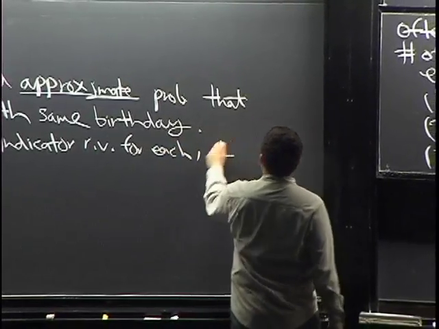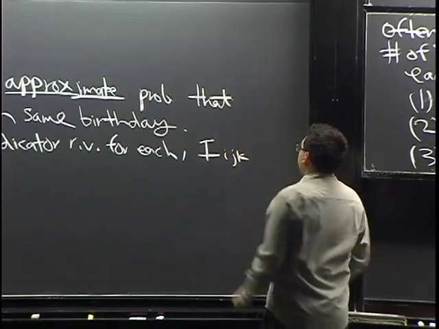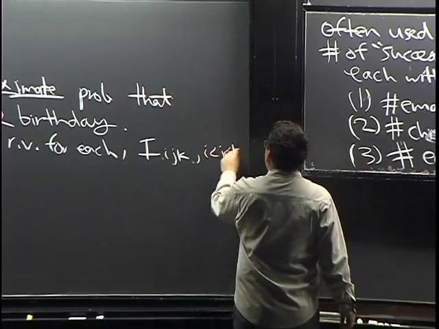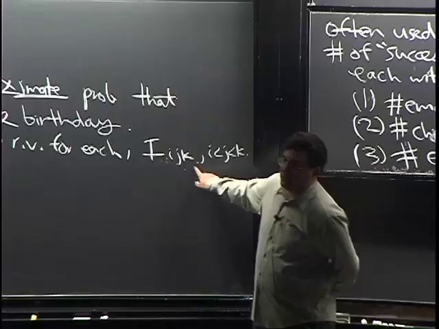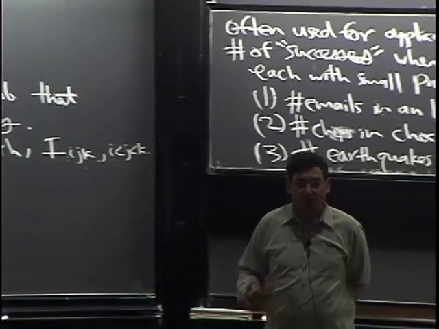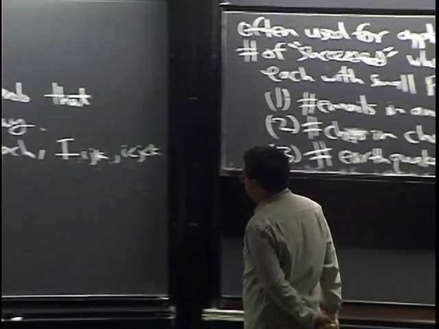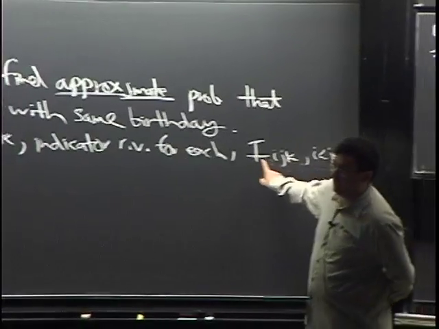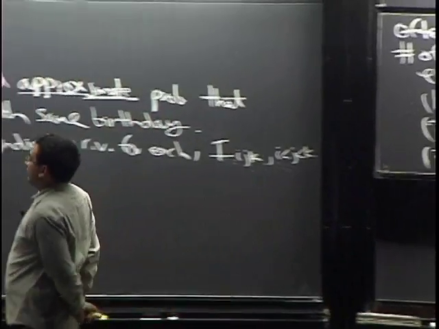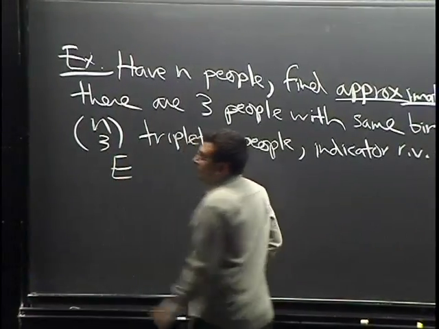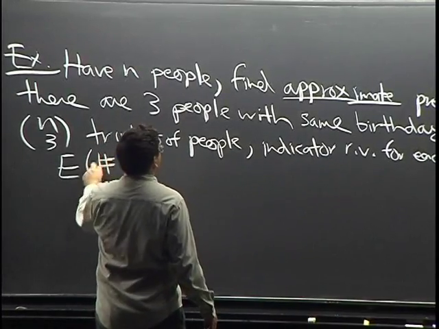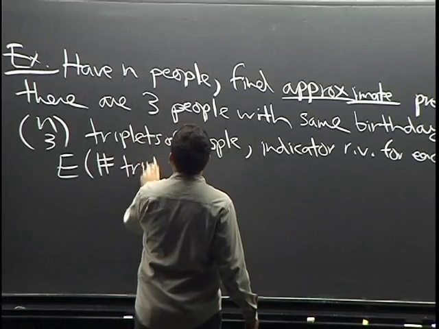Let's call that I sub ijk, where if you have people i, j, k, then i is less than j less than k. So i, j, k are any numbers between 1 and n in increasing order, just to avoid repeating the same thing multiple times. Then we define this indicator to be 1 if they all have the same birthday. Okay? So actually, I didn't write it here, but at this point we know the expected value. We know the expected value exactly. Expected value of the number of triple matches.